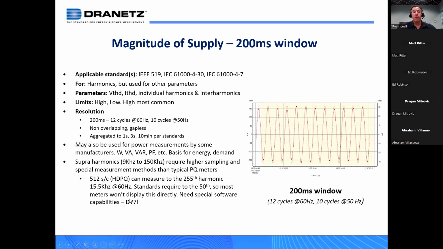And our DranView 7 software can pull that information out. You can't see that on the meters directly because they're based upon these standards, so they'll only give you up to the 50th harmonic.